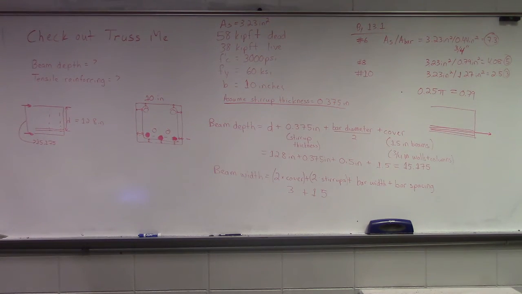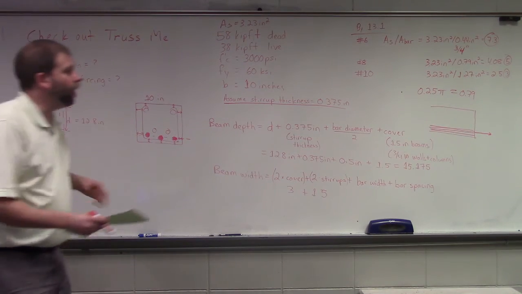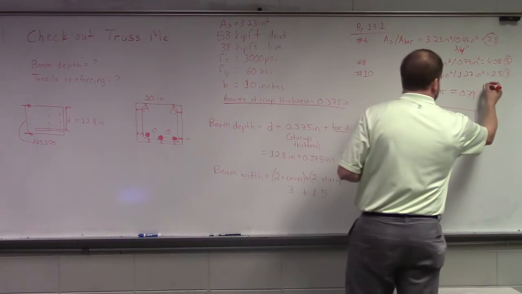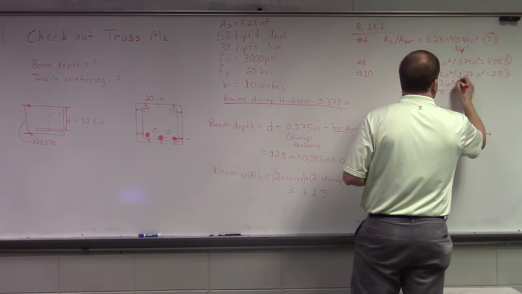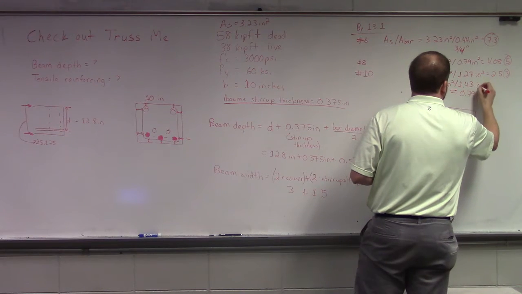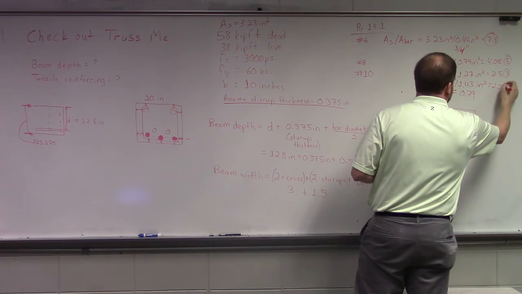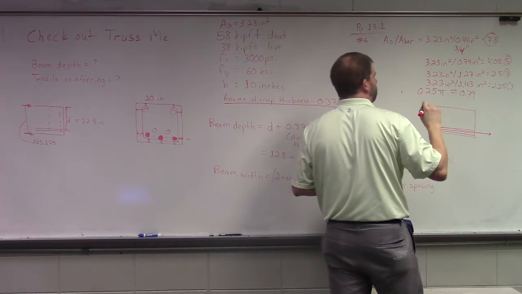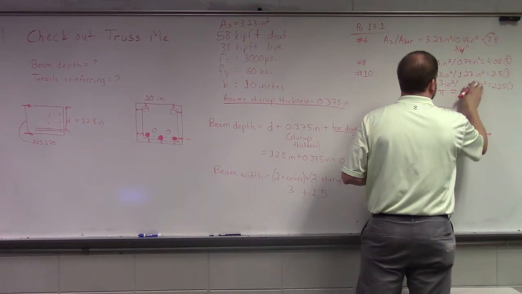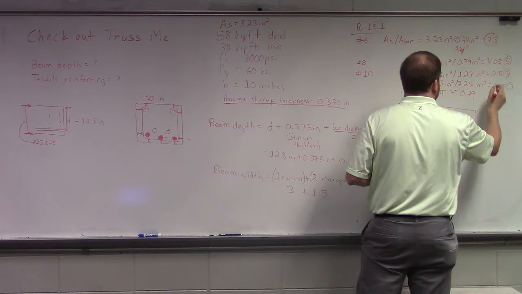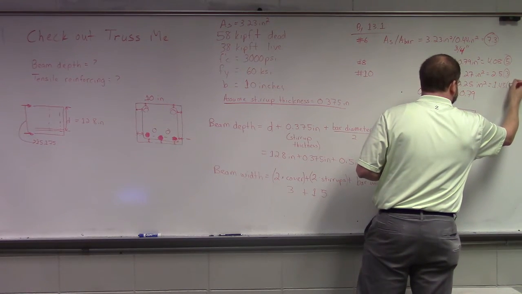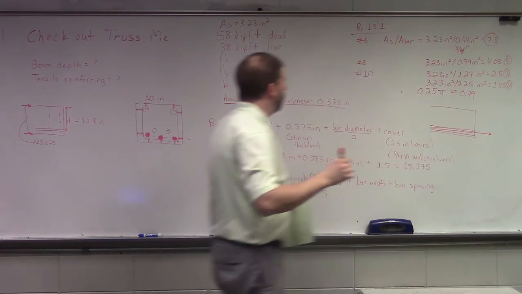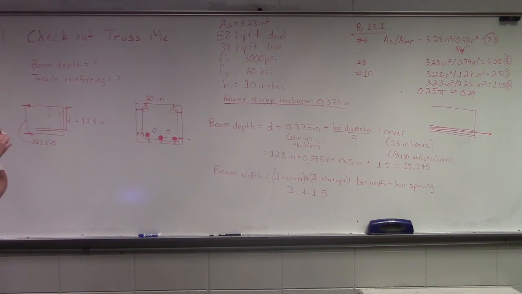1.43 inches? No, that's just how many bars. Okay, so you need 2 bars. So 3.23 divided by 2.25 gives us 1.43. I didn't take it that far out. Okay, so with that, you put it in there, and problem solved.